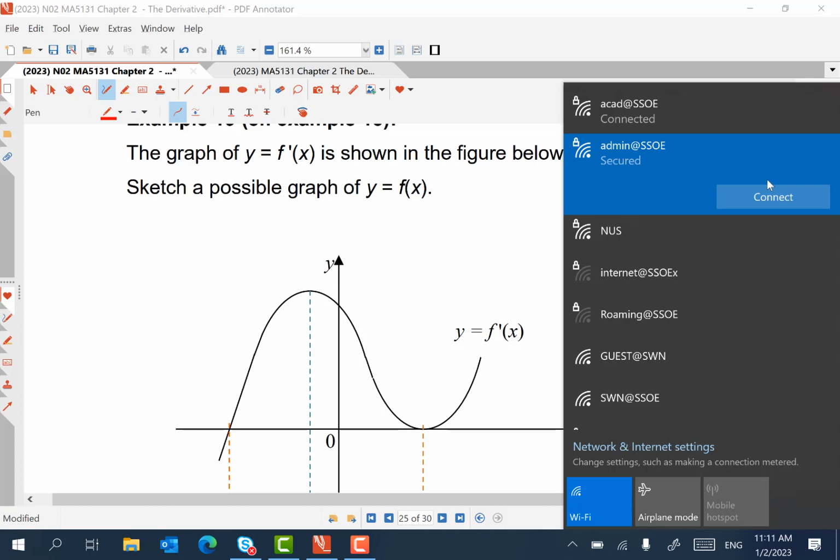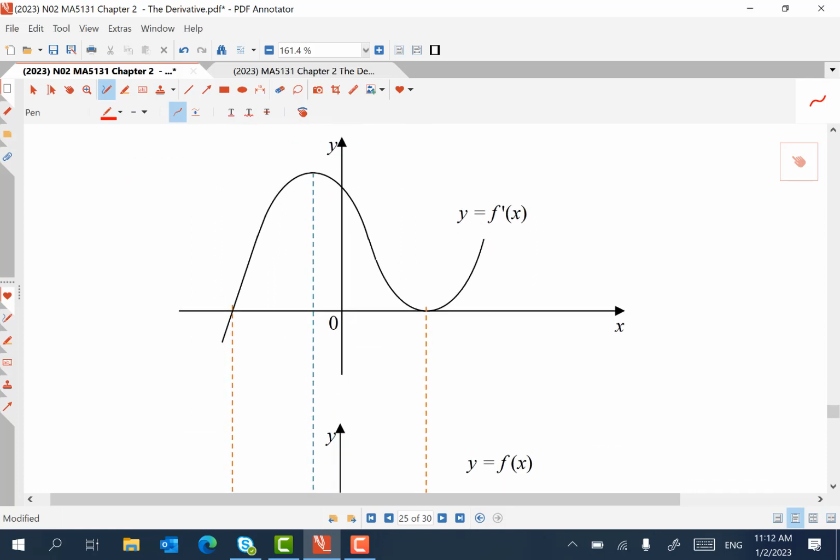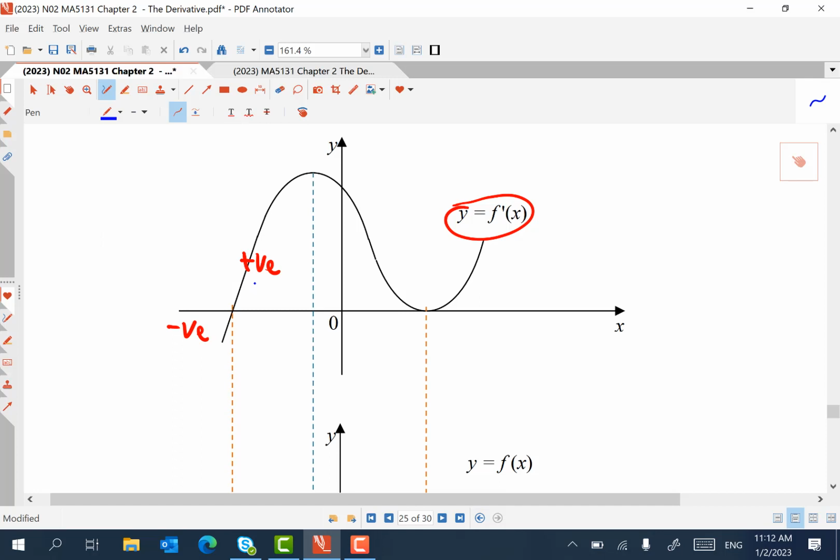Like what Jared has done, he realized that this point needs to be a minimum point. I don't understand. Because see, in this graph here, it changes from negative to positive, right? Negative to positive, right? That tells me that in the original graph, it must be a minimum turning point. So maybe there's a minimum turning point somewhere there.